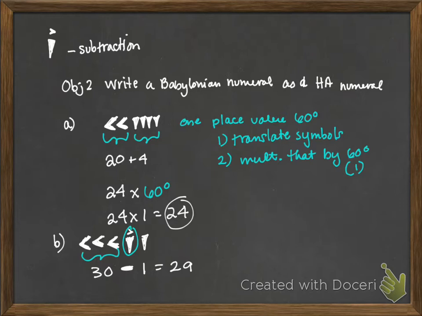Since all the values are clumped together, I know I have 1 place value. And that's 60 to the 0. And remember, 60 to the 0 is the 1's place. So I'm going to take 29 times 60 to the 0, or 29 times 1, which will give me 29.